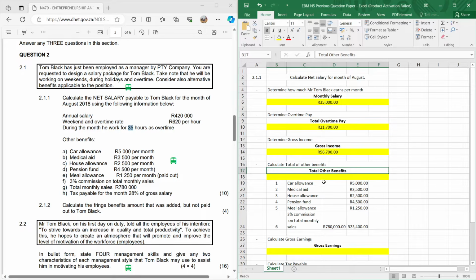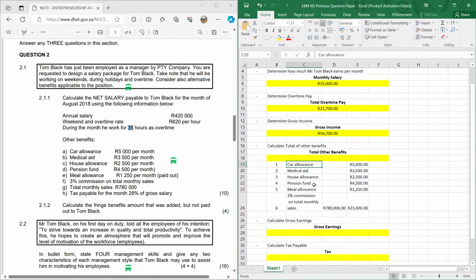So we have our benefits listed over here. You have your car allowance, medical aid, house allowance, pension fund, meal allowance, 3% commission on total monthly sales. Now, pay attention to how we have tax payable for the month, which is 28% of the gross salary. However, it is not included over here, right? This is where what I just said comes in.